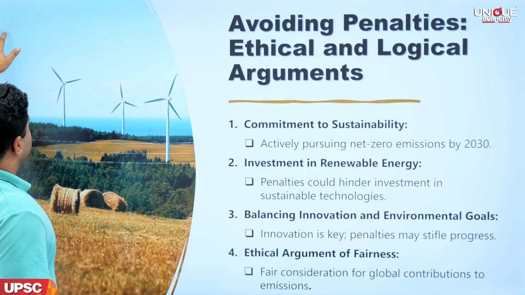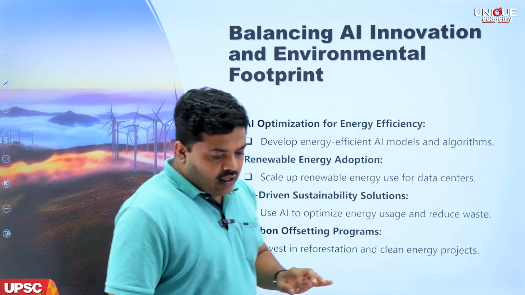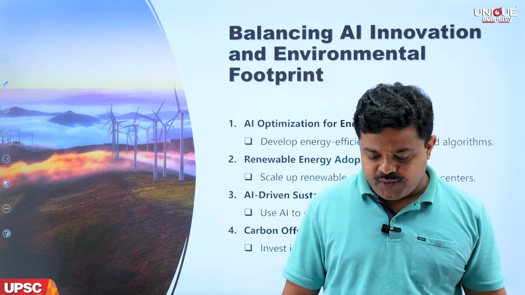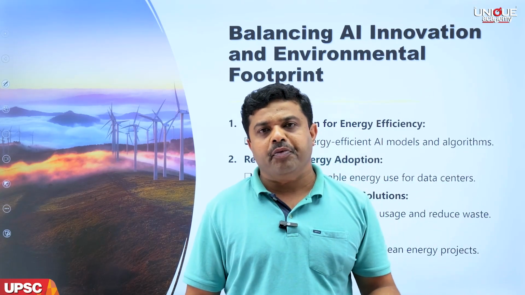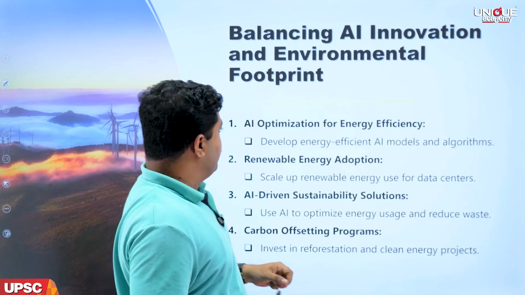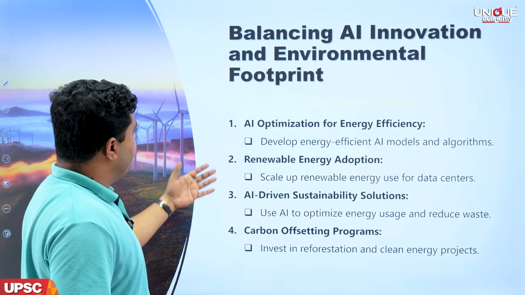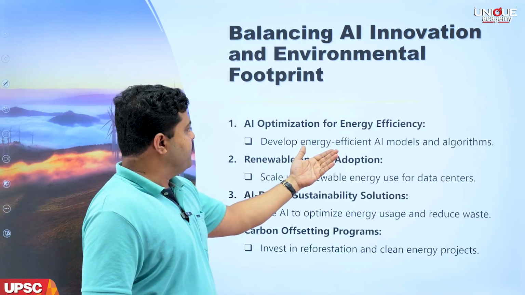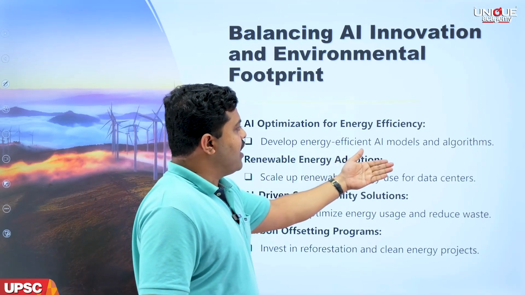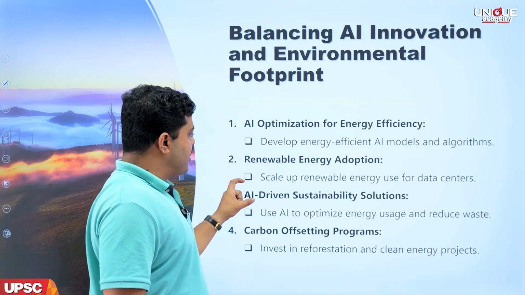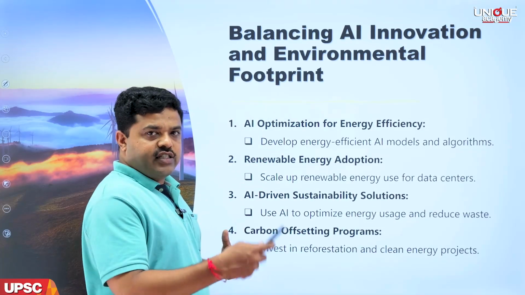Now last question. Being a conscious person, what measures would you adopt to maintain balance between AI innovation and environmental footprint? This is the question asked to you. So what are the balancing options you have? First is AI optimization for energy efficiency. Develop energy efficient AI models and algorithms. These are the major. Second major is the renewable energy adoption. You have to increase its use.